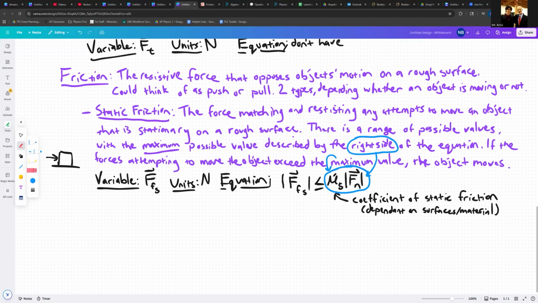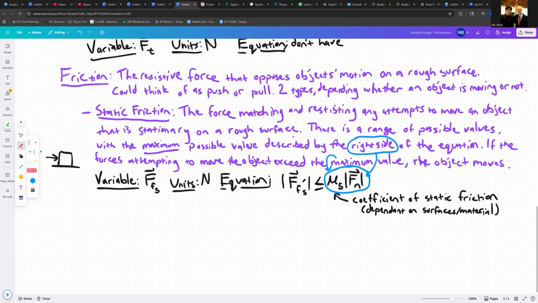The friction depends on how hard you're trying to move it, so it will match your force. If you push with 10 newtons, it'll push back with 10 in the opposite direction. If you push with 30, it'll push back with 30 newtons in the opposite direction, or pull, depending on how you think about friction. So friction matches your attempts to move the object up to the maximum value. If you push with 55 newtons of force, or even 51 newtons, and the maximum was 50, you have successfully moved the object, because you pushed or pulled harder than the force of static friction was able to resist.